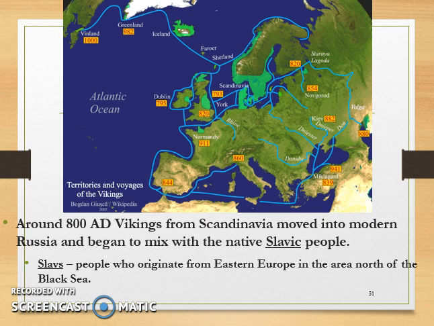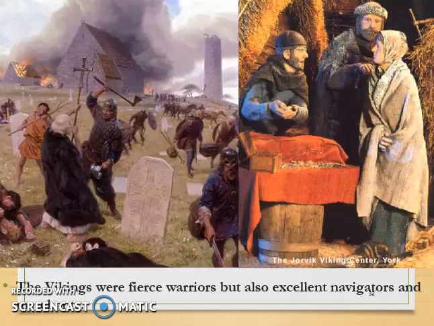So we've talked about the Germanic tribes who have invaded the Western Roman Empire already. Around 800 AD, Vikings from Scandinavia moved into modern Russia and began to mix with the native Slavic people. Slavs are people who originate from Eastern Europe in the area north of the Black Sea. So this is part of those Germanic invasions. The Vikings were fierce warriors, but also excellent navigators and merchants.